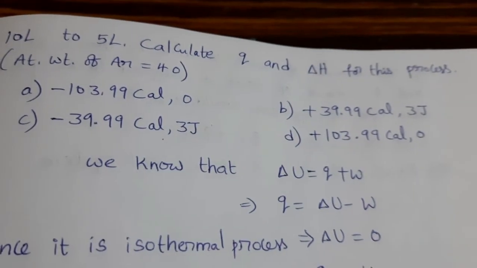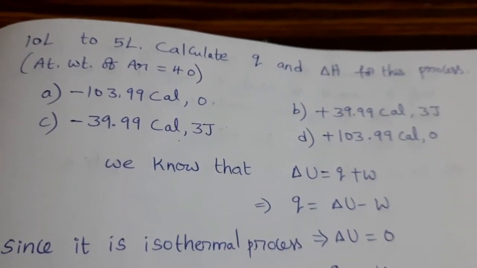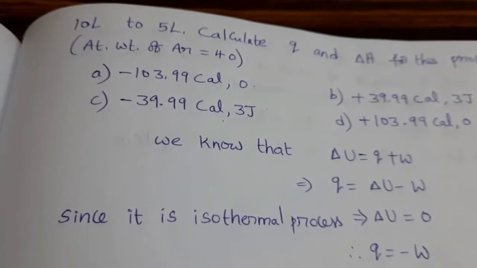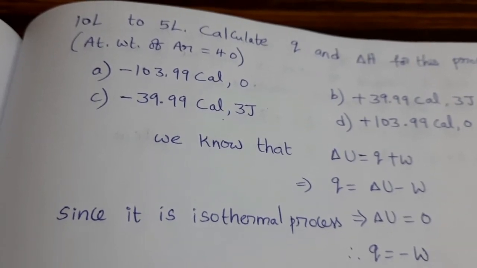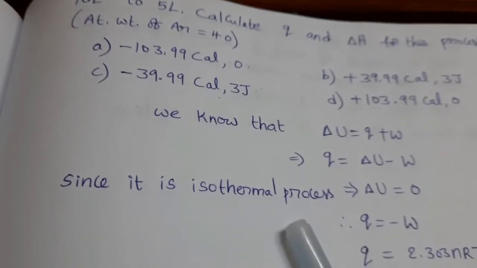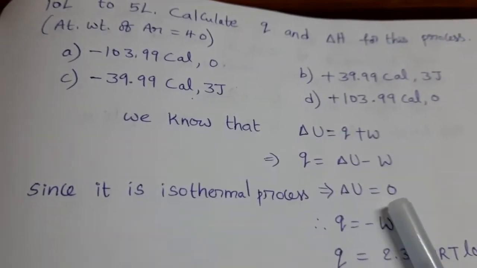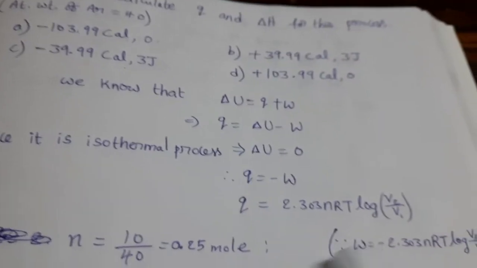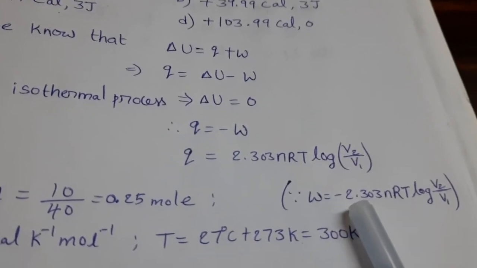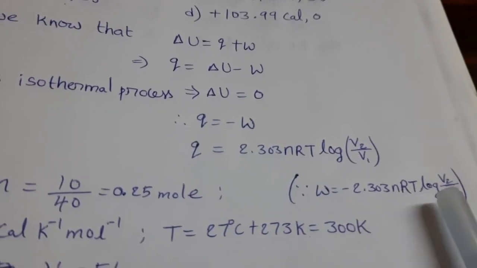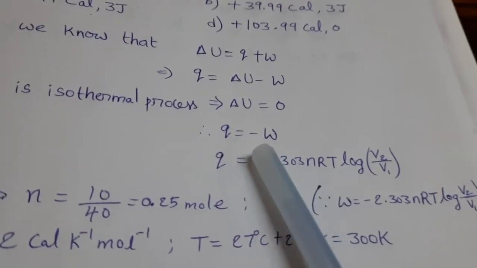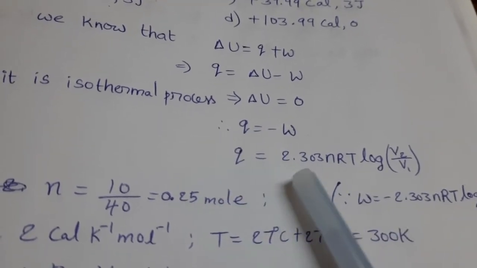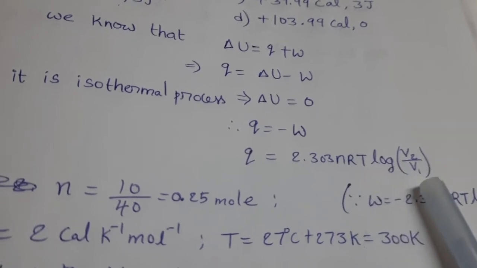See this, we know that delta U equal to Q plus W. So Q we want, that's why Q equal to delta U minus W. Here argon gas is compressed isothermally and reversibly. Isothermal means delta U, change in internal energy, equal to 0. Then from this expression we can get Q equal to minus W. Here actually W, work equal to minus 2.303 nRT log of V2 by V1. But already minus is there, so minus of minus means plus. So Q equal to 2.303 nRT log of V2 by V1.